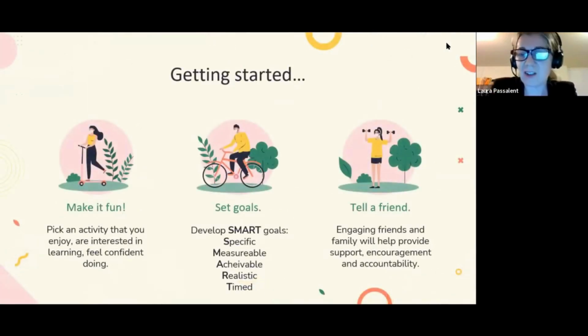So again, these are our recommendations from people living with axial spondyloarthritis. The first is make it fun. Pick an activity that you really enjoy, you're interested in, you feel confident doing. A good example that I often use is swimming. Swimming seems to be a very dichotomous form of physical activity. People either love it or they hate it.